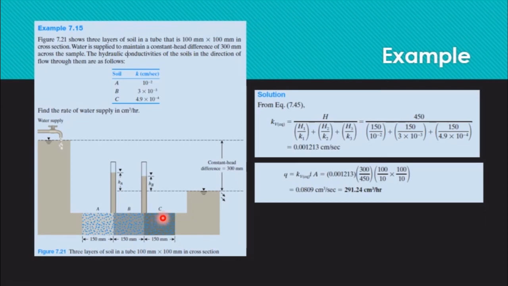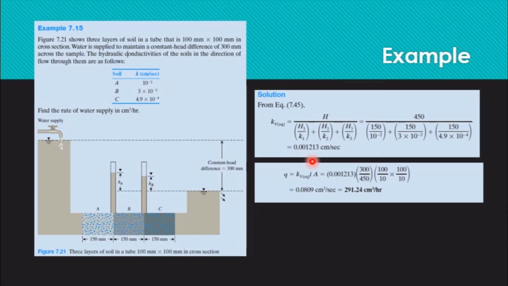So, gagamitin natin formula. Ay, ito. K_V equivalent, H over H1 over K1, H2 over K2, H3 over K3. Okay, then apply mo lang lahat nung parameters kasi given naman lahat. So, ano yung total H? So, yun yung mula dito hanggang dito. So, yun yung total H or height ng soil. Then, H1, so ito 150, lahat naman pare-parehas. Then, K1 means K or yung hydraulic conductivity ni soil A or soil 1 which is 10 to the negative 2. Yan. And so on. So, may makukuha kang K_V equivalent na 0.001213. So, ayun yung K.